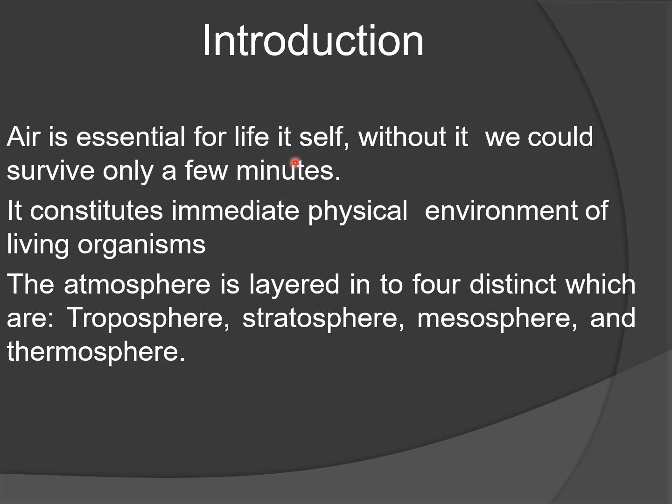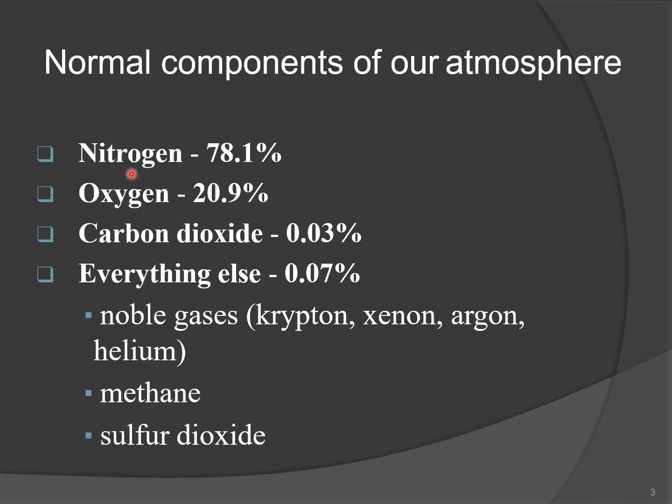So air is essential for life. Without it we could not survive even for a few minutes. So the atmosphere is layered. This you know very well. The different layers of the atmosphere, we have already seen in the environmental segments class: troposphere, stratosphere, mesosphere, and thermosphere. The normal percentage composition of the atmosphere: nitrogen plays the major role at 78.1%, oxygen 20.9%, carbon dioxide 0.03%. Everything else includes noble gases like krypton, xenon, argon, and helium, methane, and sulfur dioxide.